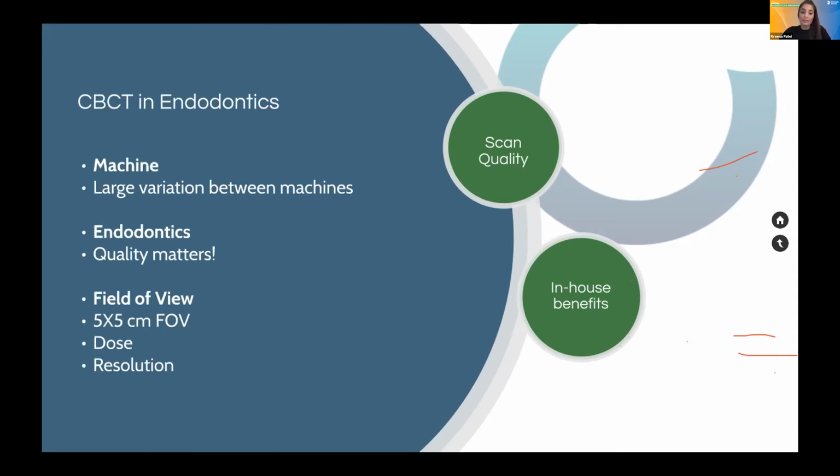So the machine, I've bought a Dentsply Sirona Orthophos SL in practice, and it really was a big decision on which scanner I was going to buy because I was looking at something that produced the quality that I needed to have. It's important that the field of view of your scanner is small because a 5x5 scan has a much better resolution compared to big scans, for example 8x8. So for endodontics, we really want a very small field of view because it improves the resolution. It also reduces the dose to the patient because for endodontics, we need to scan small areas.